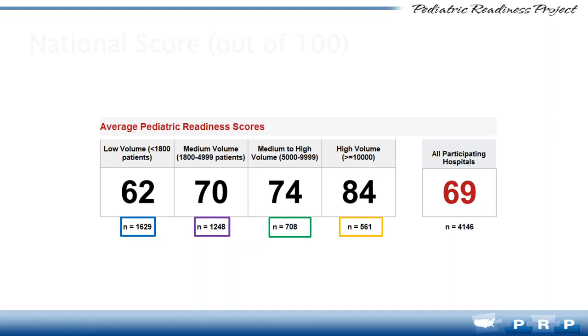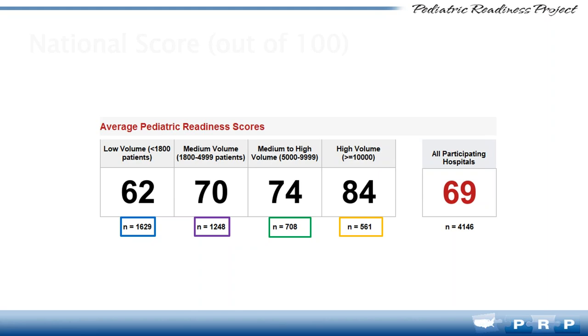And we know that variation in score is significant across the annual pediatric ED volume, where those lower volume sites that see children less regularly, not surprisingly, are less ready or less prepared to meet the needs of a critically ill or injured child. And those who see children on a regular basis are used to perhaps having a higher frequency of presentation of those critically ill or injured children. So not surprisingly, they tend to have higher readiness scores.